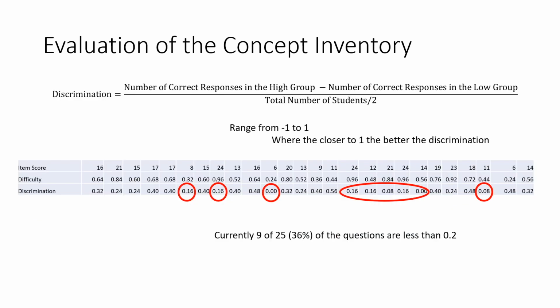Discrimination can be calculated by splitting the students in half by the top and bottom half of performers and investigating how well they performed on each item. This metric ranges from -1 to 1, where the closer the item is to 1, the better discrimination value it has for identifying the difference between the performers. We currently have several items that can be investigated because of the values lower than 0.2.